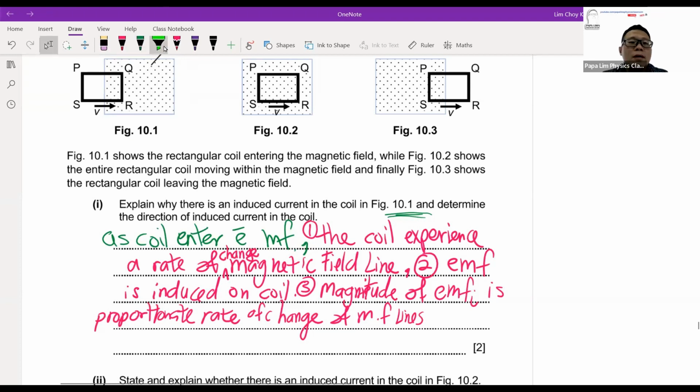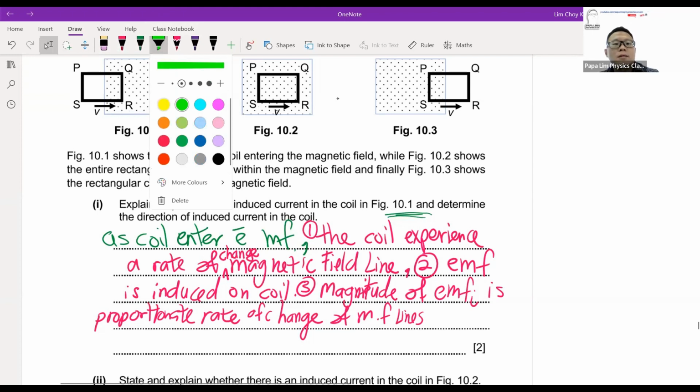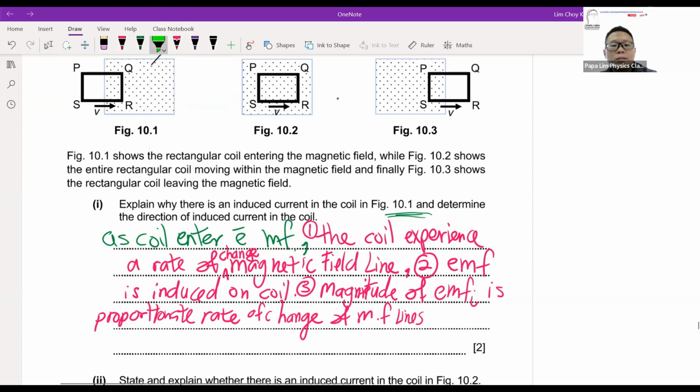If you write Faraday, these are the three things you must always write to show the marker that you actually understand it. So these are the keywords we are looking at: rate of change of magnetic field lines, induced, and proportional to the rate of change of magnetic field lines.